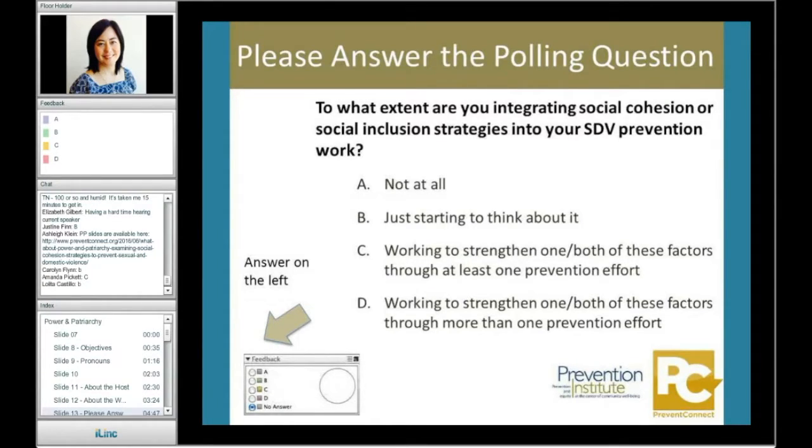It looks like we have a lot of people who have at least started thinking about it, a few who haven't, but we have 35 folks who are just starting to think about it. It looks like there's a good number of people who have started to have conversations, and a lot of people who are doing this work already in more than one effort. Cool. Good to know. There's a nice range there.